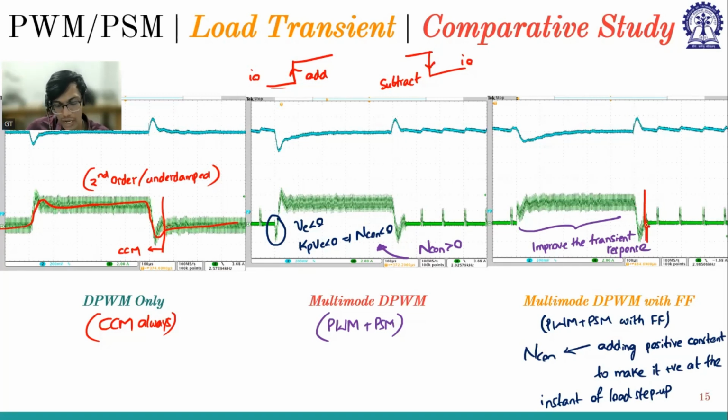But when... because of which the overshoot of the V naught is reduced. So after 10 cycles, then we are going into PSM. So this is happening because we are forcing it to operate in CCM. But this is happening because the error voltage is 0 and control Ncon is less than 0, which we do not want. So that's why we are forcing it to be positive by adding a feed forward term.